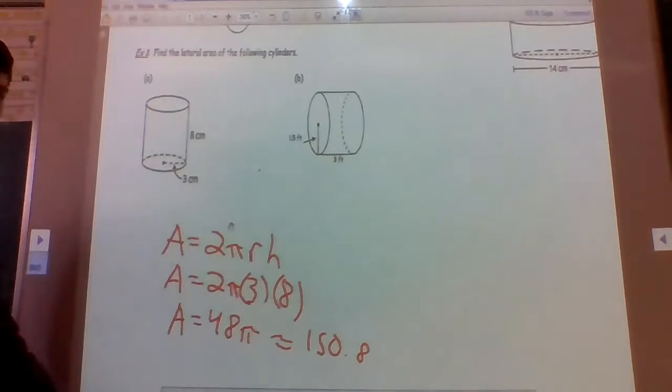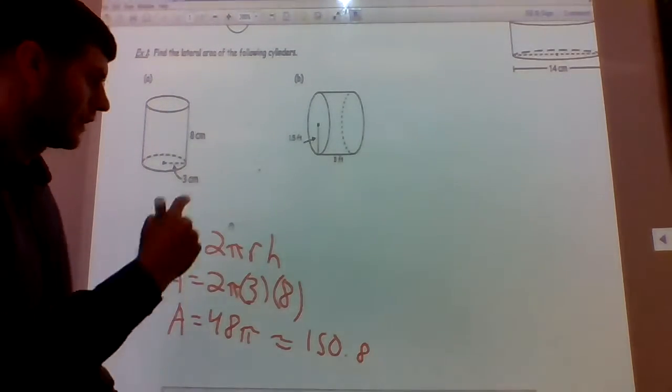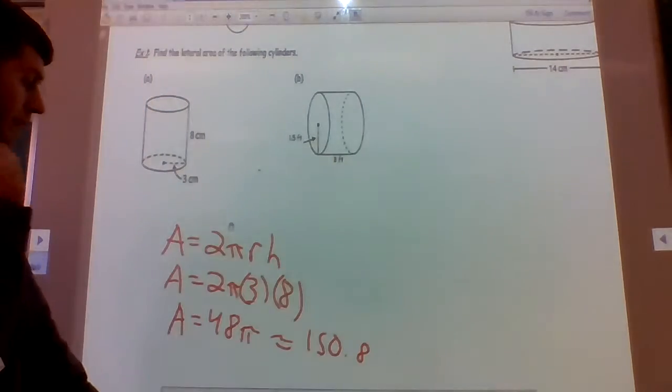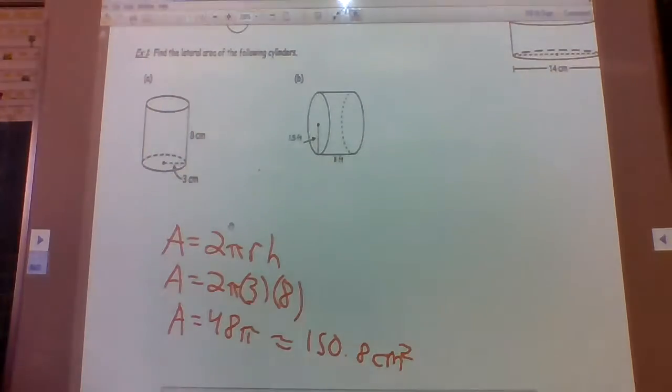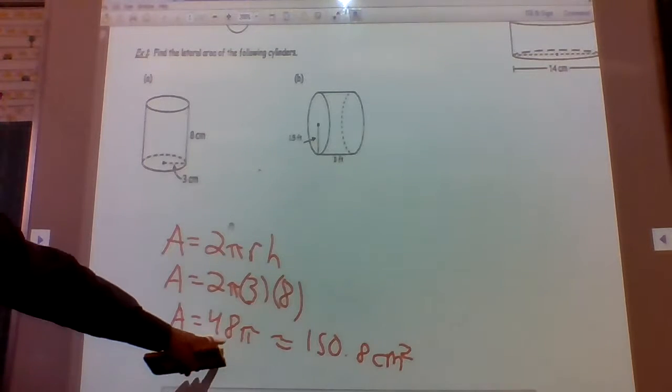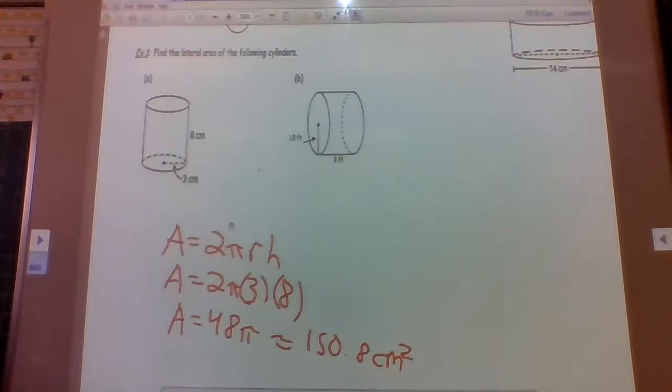That's not the whole surface area, that's just the lateral area, the area around the cylinder. Okay, and it's centimeters squared because it's area. Area is two-dimensional. So 150.8 centimeters squared, or we could say 48 pi centimeters squared.